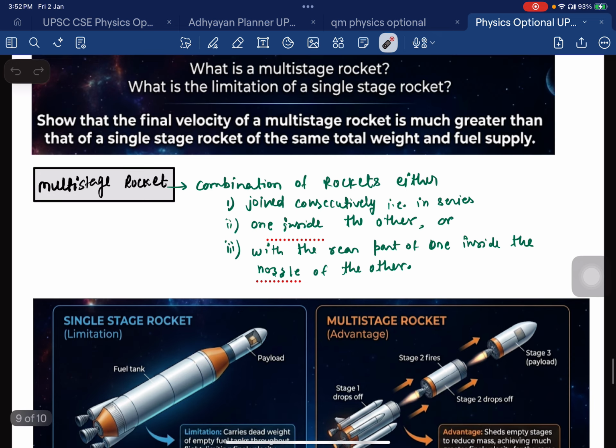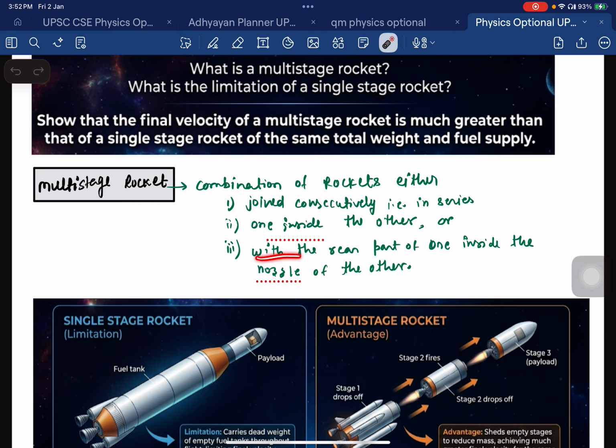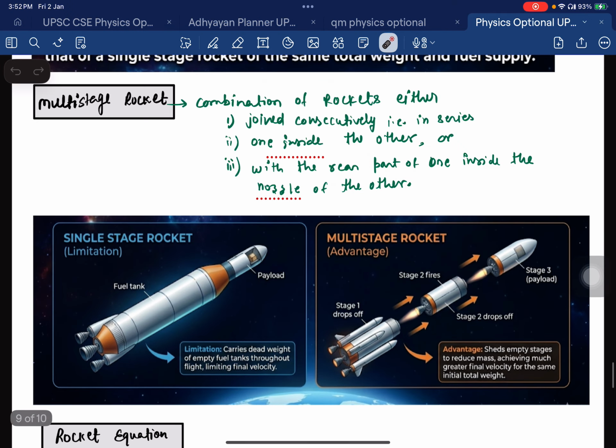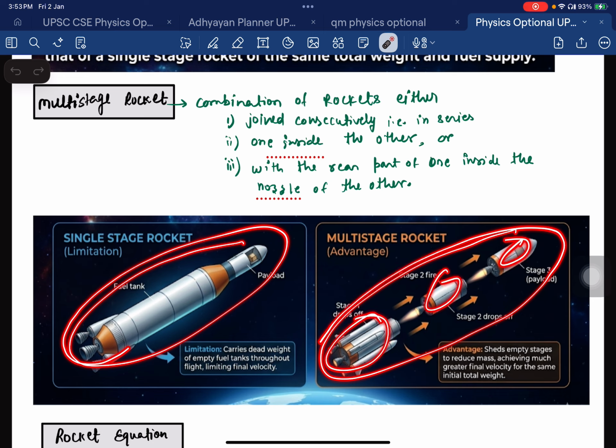So first let me tell you the basics: what is a multi-stage rocket? It is a combination of rockets either joined consecutively, that is in series, or one inside the other, or with the rear part of one inside the nozzle of the other. Okay, you can see from the figure that this is a single-stage rocket and this is a multi-stage rocket. This one has three stages.